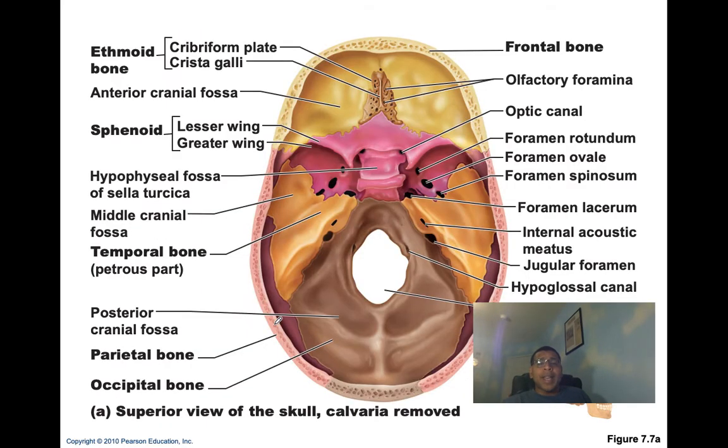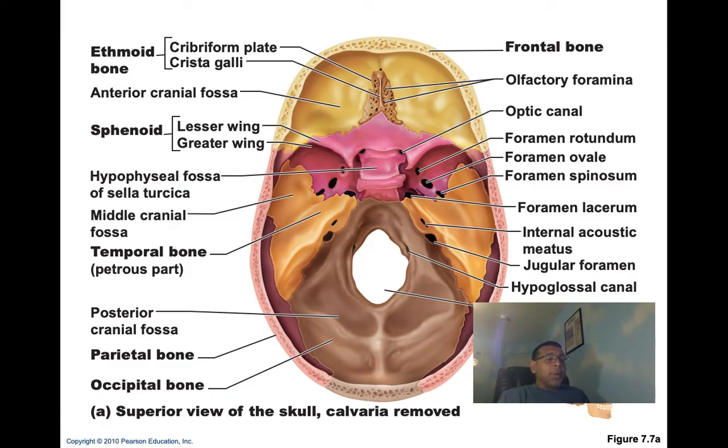And then last we have the petrous region. Now the petrous region displays this miniature ridge on it. This petrous region is between the occipital bone, which is located posteriorly, and the sphenoid bone, which is found anteriorly.